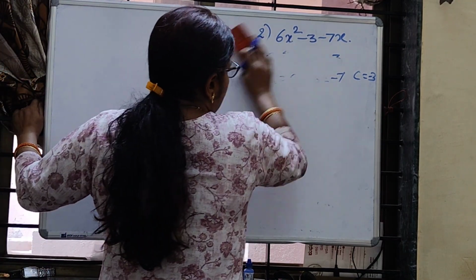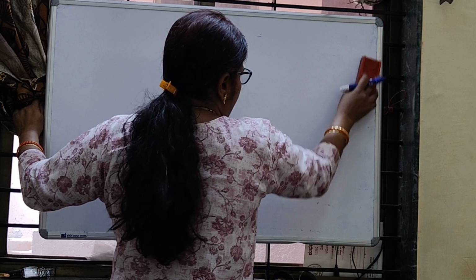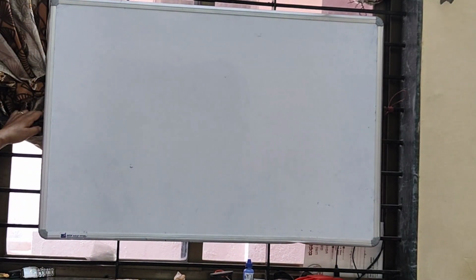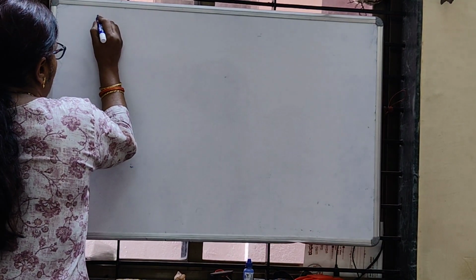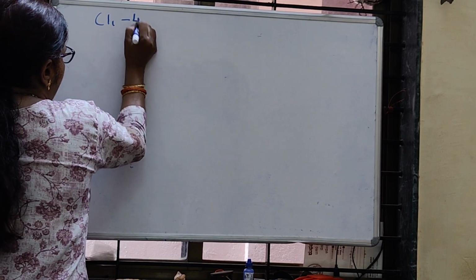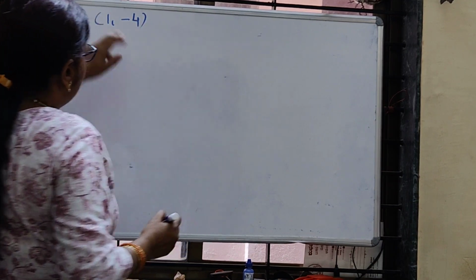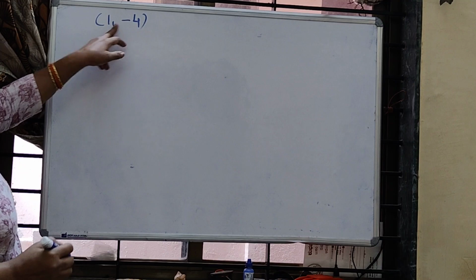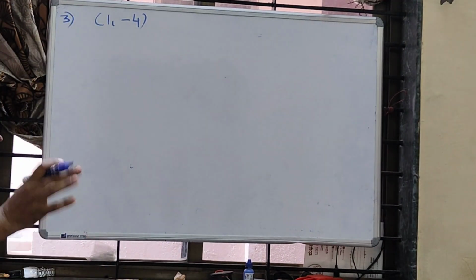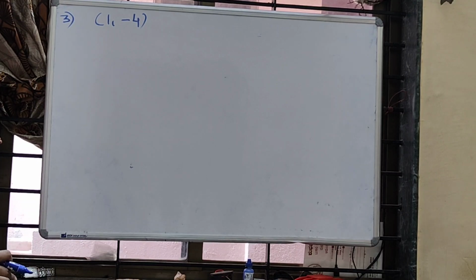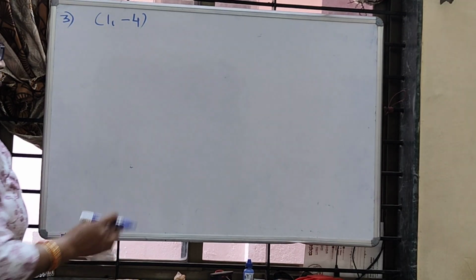Next, they will give the sum and product of zeros. Sum of zeros directly they will give, product of zeros also they will give, and they will ask you to frame an equation. If I take one example, 1 and minus 4 are given. Sum of zeros is equal to 1, product of zeros is equal to minus 4. You need to form a quadratic polynomial. How are we going to form it now?